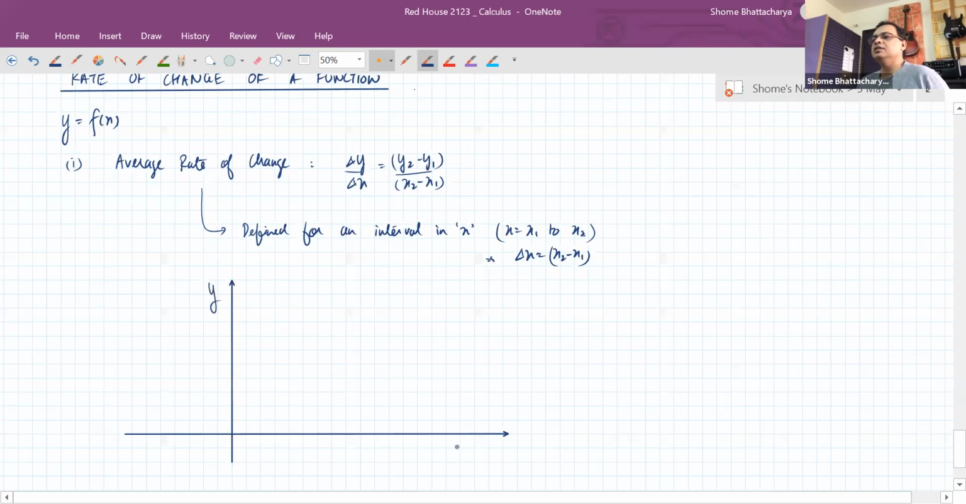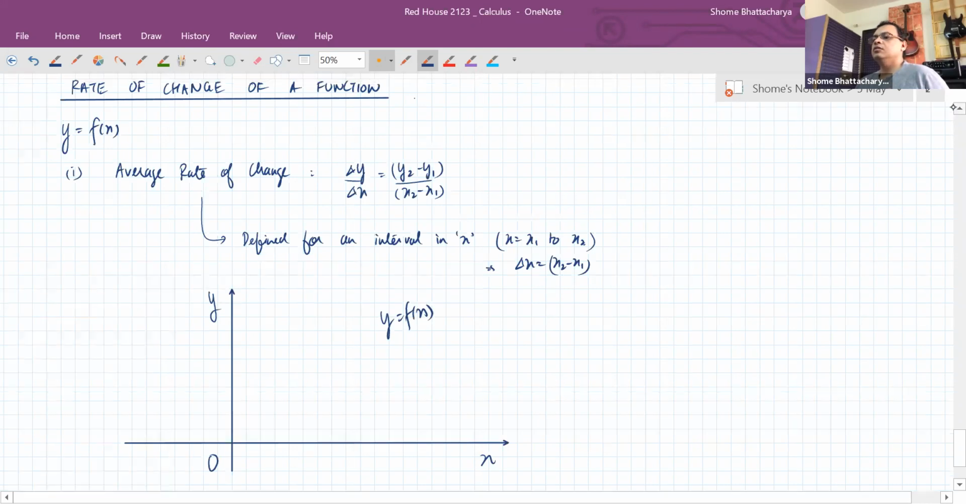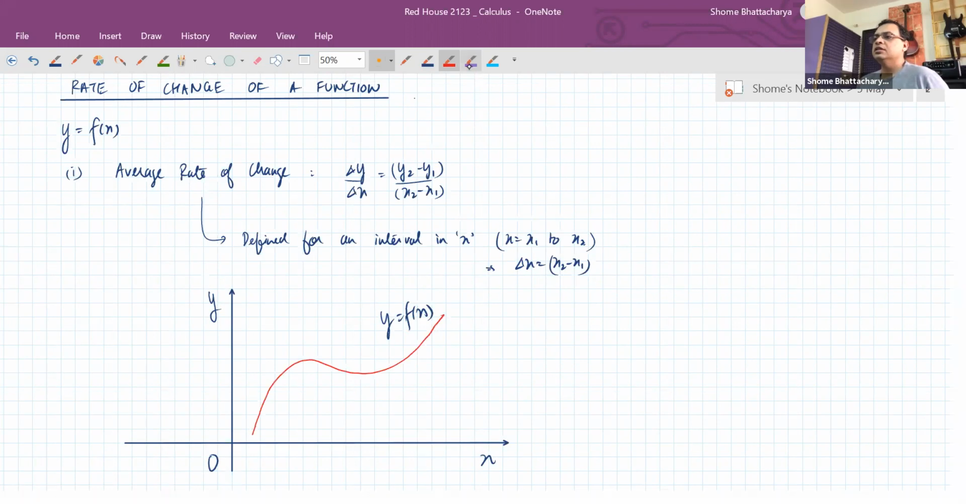So let's say I'm taking some kind of function by imagination. Without writing its expression, let me just assume that its graph is something like this. Suppose the graph of this function is like this, and I want to calculate the average rate of change between the points x1, which is over here, let's say, and the point x2 over here, which is like this.